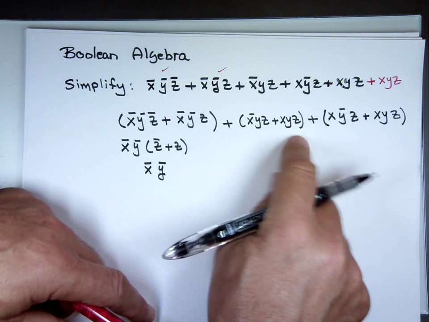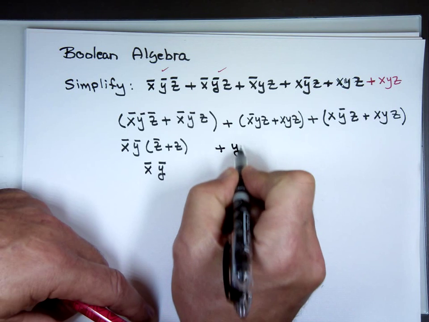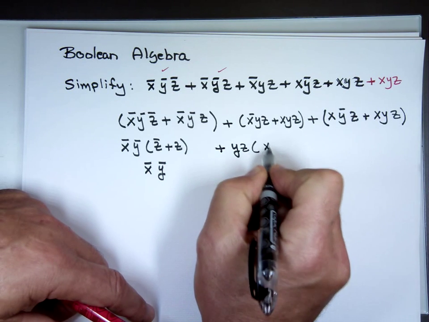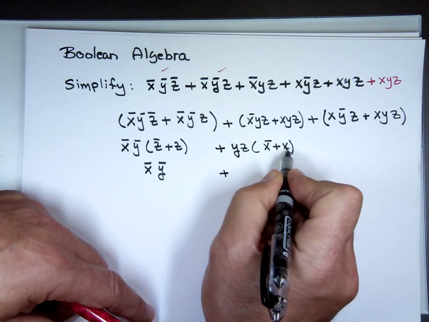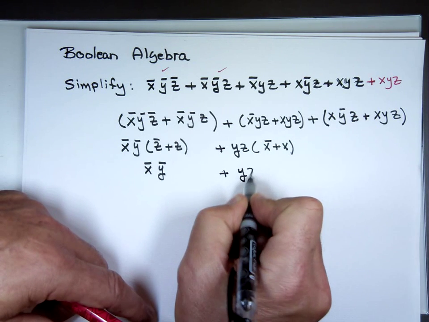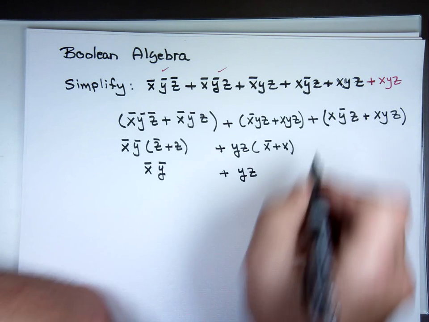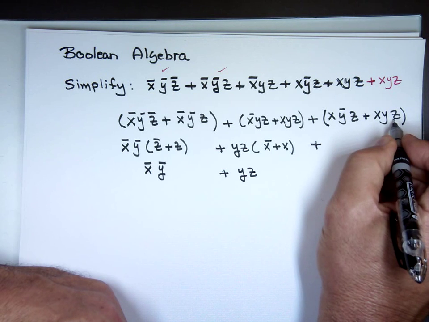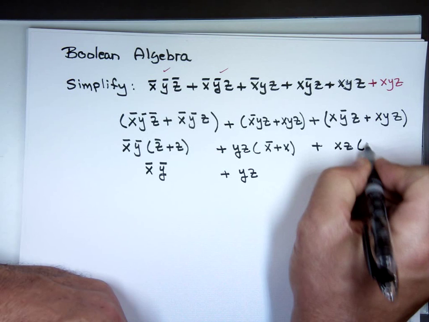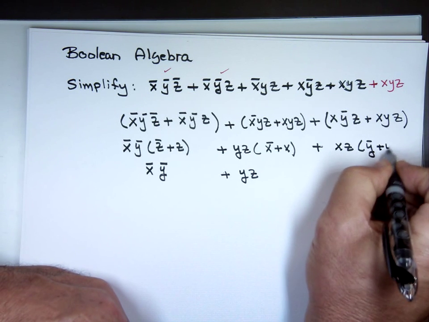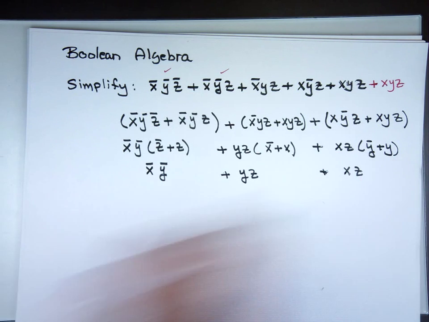So when I look at this group here, this group, what do they have in common? Y, Z. What's left? X bar plus X, which will give me what? What's X bar plus X? 1, that's a YZ. And this group I can take out what? XZ. Y bar plus Y. Y bar plus Y is what? 1, that's XZ.